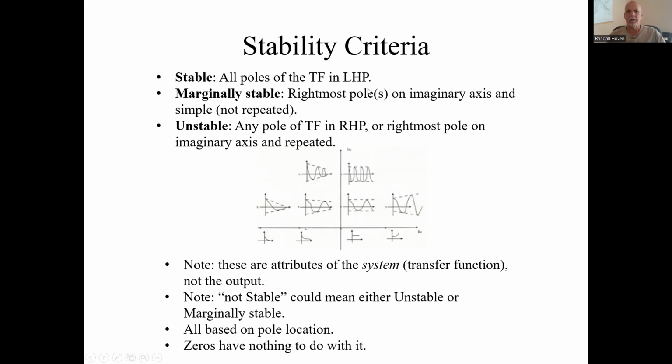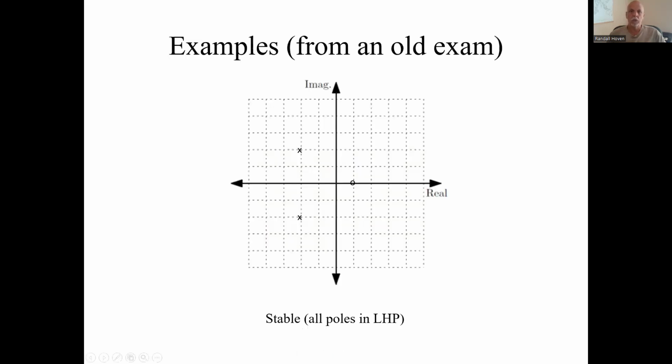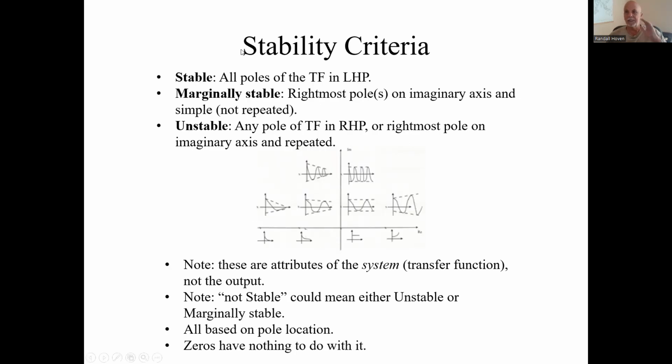It's a system attribute. You determine it from the transfer function. And note, if you say something is not stable, that doesn't mean it's unstable. It could be marginally stable or unstable. And it's all based on the pole locations of the transfer function. Zeros have nothing to do with it. I'll go through some examples next time. So that just explains the concept and how we came up with the criteria.